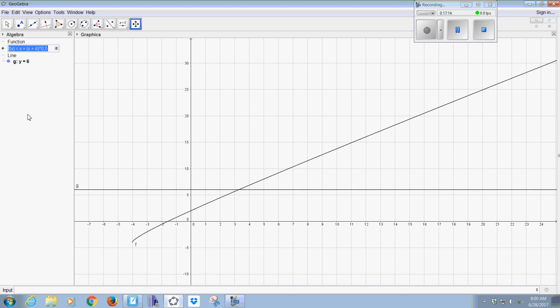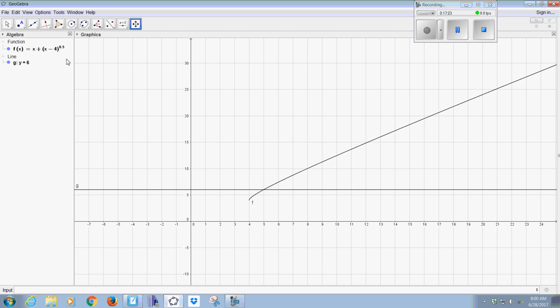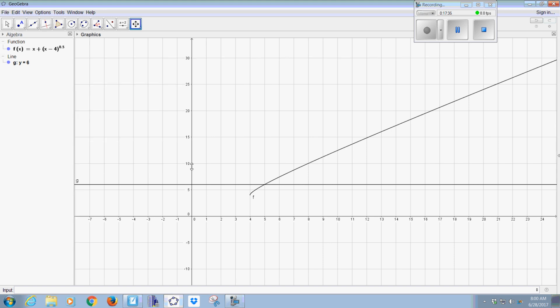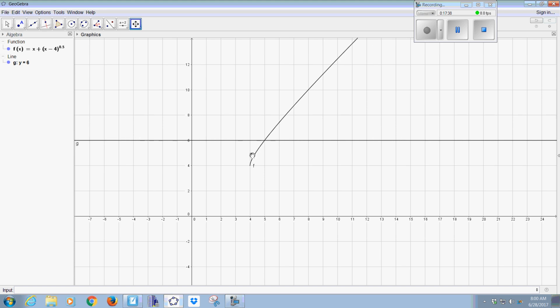So I think I made a mistake here, and I did. This first equation that I graphed is not x plus the square root of x plus 4, it's the square root of x minus 4. So let me go back and change that equation, and there you go. You can see that these two graphs, the line y equals 6, which is the right-hand side of your equation, and the left-hand side, which is x plus the square root of x minus 4, intersect at x equals 5. That is the solution to this equation. And since this graph and this line only intersect once, you only have one solution.